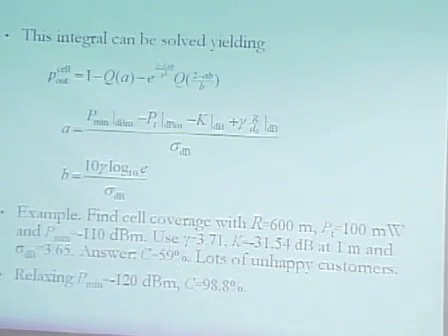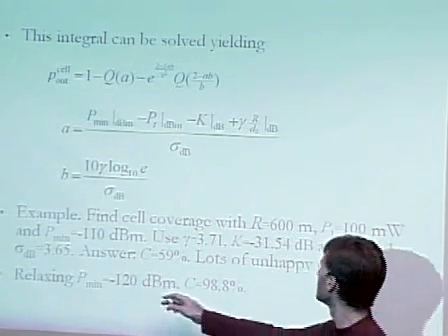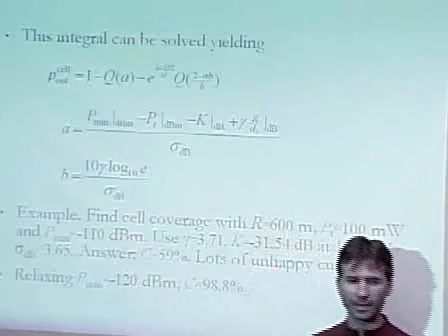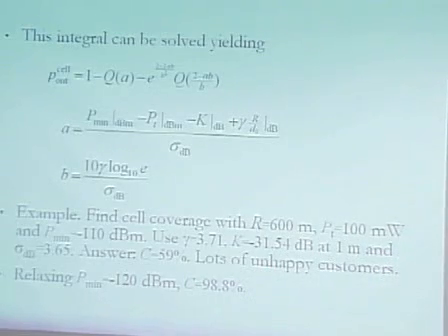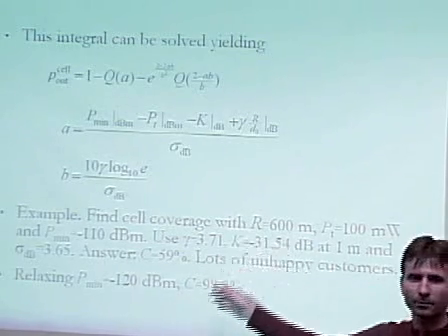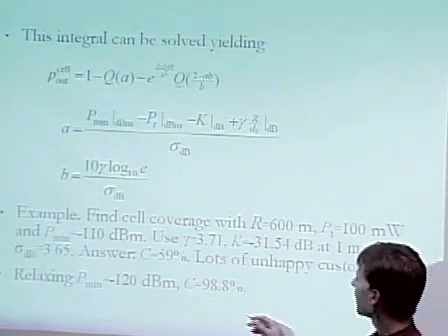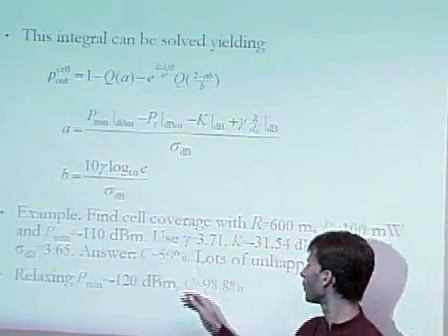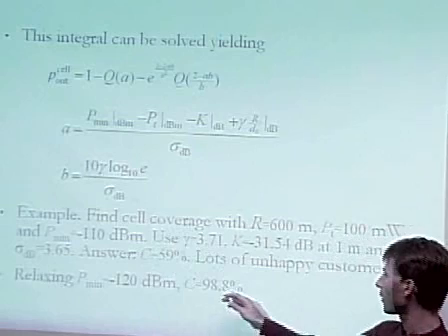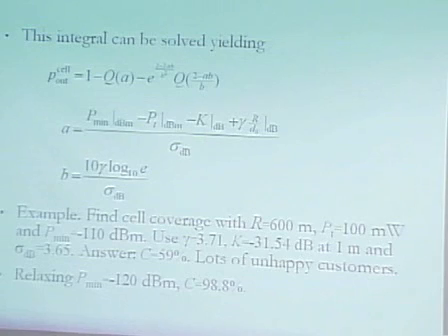Lots of unhappy customers. Now notice that if we relax the sensitivity, so if we have a phone that is 10 dB better, so you can pick up a signal that's 10 dB weaker, we jump from 59% to almost 99% coverage. So you can see that 10 dB in sensitivity makes a huge difference, right? In other words, a lousy phone with this sensitivity will work in 59% of the places. A better phone with 10 dB better sensitivity will work in 99% of the places. So you can see how big a difference it makes in terms of coverage.